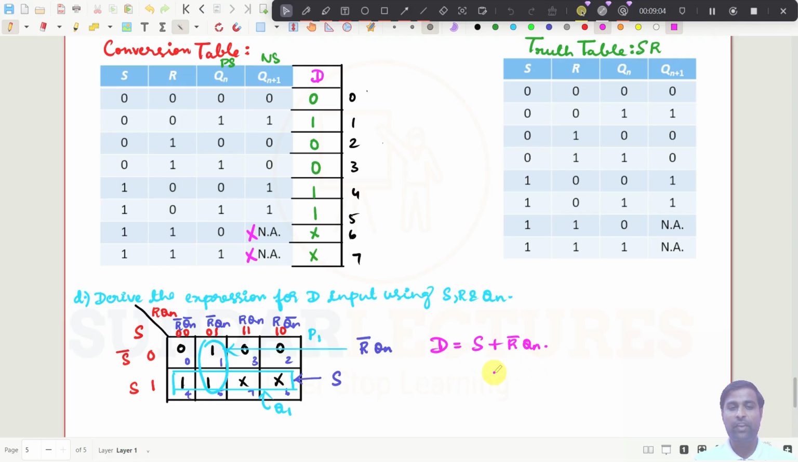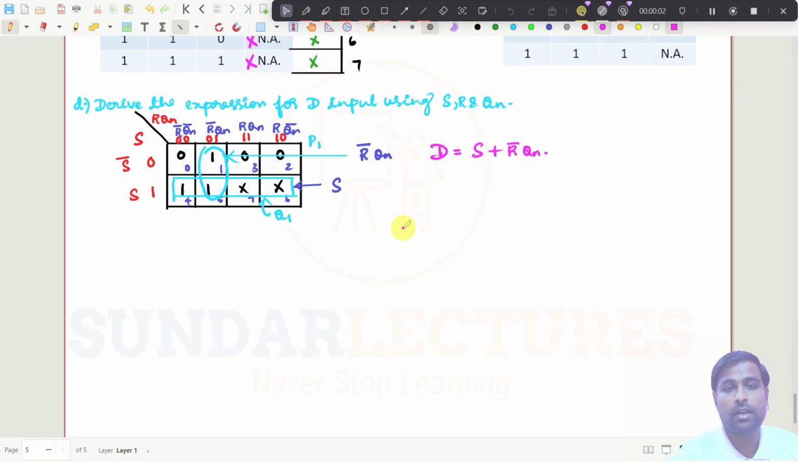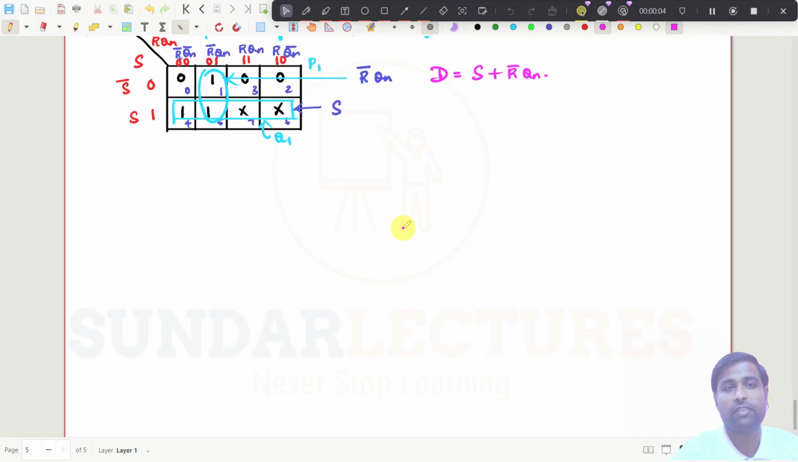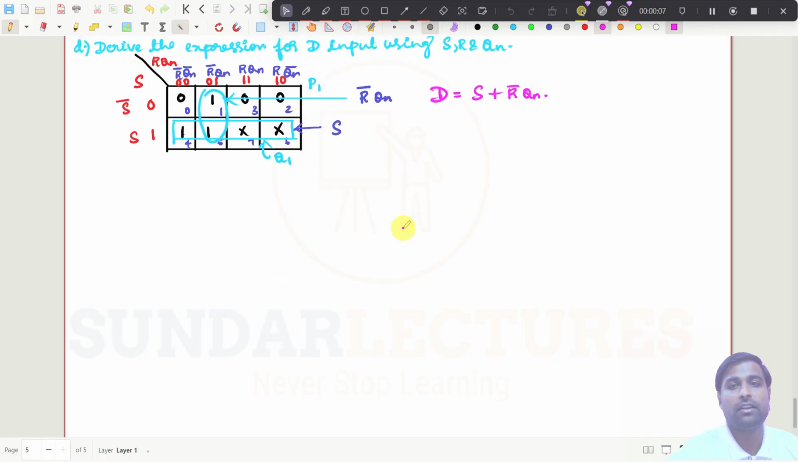And what is the next step? We need to draw the diagram, right? So the logic diagram needs to be done. So I will just go to the next page with the equation. We will try to draw the diagram. So the next step, we need to draw the logic diagram. So I will just draw here. So the next step, it is the logic diagram.